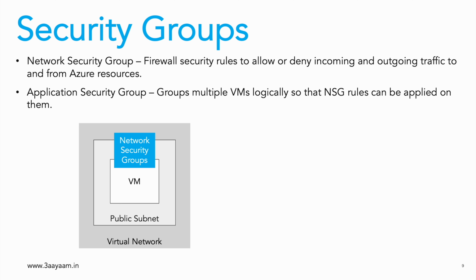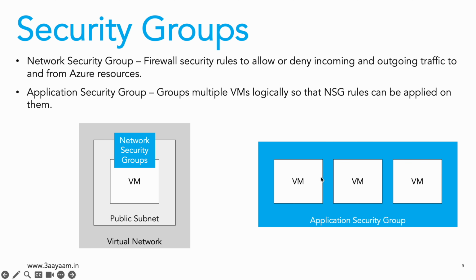Then you have the application security group. It has nothing to do with firewall rules. The purpose of an application security group is to group multiple VMs together logically so that the network security group, or NSG, rules can be applied on them. Let's say I have multiple VMs which are launched inside of a subnet. It can be a public subnet or a private subnet. And we apply the application security group on all of these VMs. So we create this application security group and then we add the VMs here. Then we attach the network security group to the application security group. So what would happen now is that all the VMs belonging to this application security group will be following the traffic rules that have been defined in the network security group.